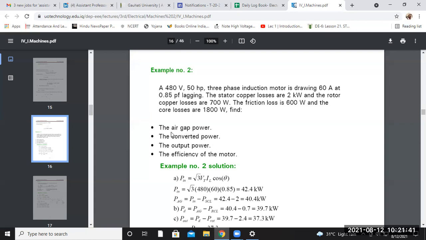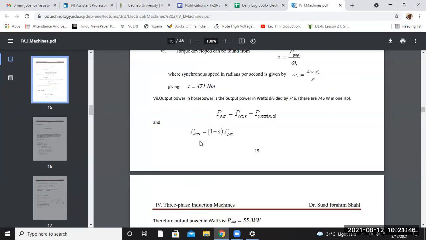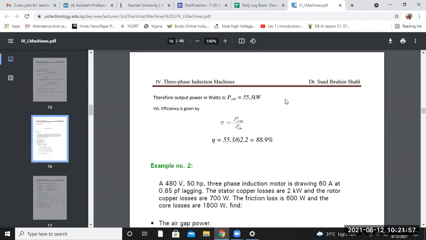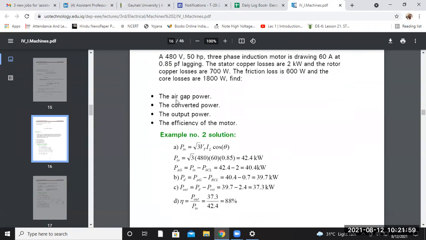First we have to find the value of air gap power. In the previous condition, we have seen that air gap power is related to input power minus the stator losses, or you can say stator ohmic losses. This is the formula: air gap power equals input power minus stator copper loss. So you just have to find the value of input power.